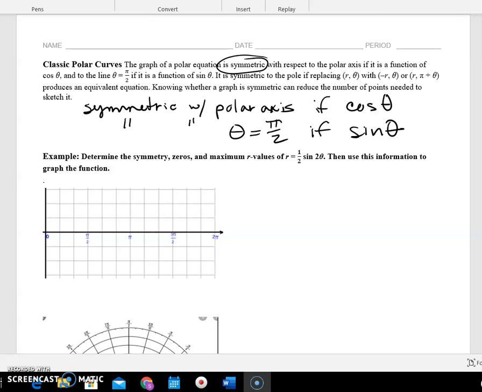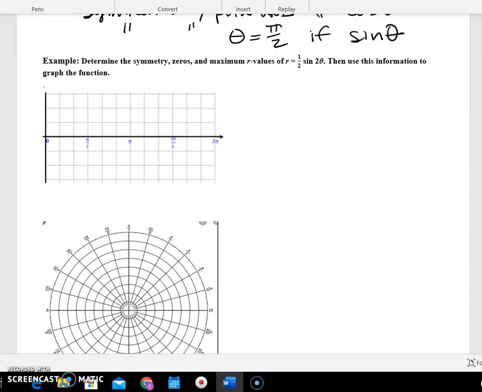And then it says it's symmetric to the pole. So there's a thing called origin symmetry. This is very similar to that. It's symmetric with the pole if replacing (r, theta) with (negative r, theta), or (r, pi plus theta), produces an equivalent equation. And it helps to know this, and then you don't have to plot as many points if you know that it's symmetrical. Kind of like drawing a parabola. If we know one side, then we know what the other one's going to look like.